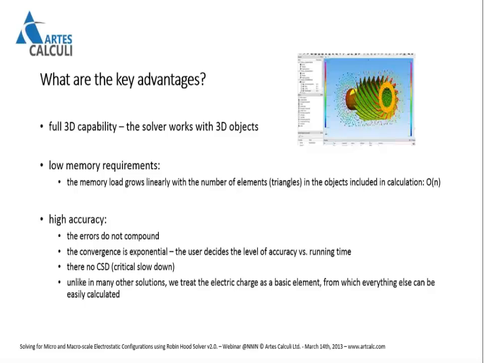Also, unlike in many other solutions, we treat the electric charge as a basic element, and from the electric charge everything else can be easily calculated. In practice, this means that the calculations in Robin Hood Solver are almost always divided into two parts. In the first part, after creating your model, you calculate the charge distribution on the object. And then in the second part, you execute the post-processing, which then gives you the electric field or electric potential.